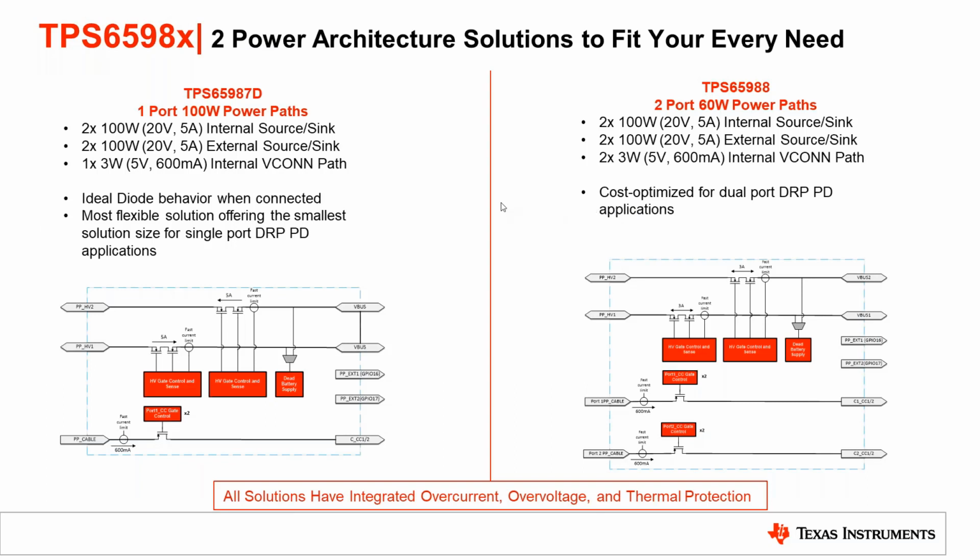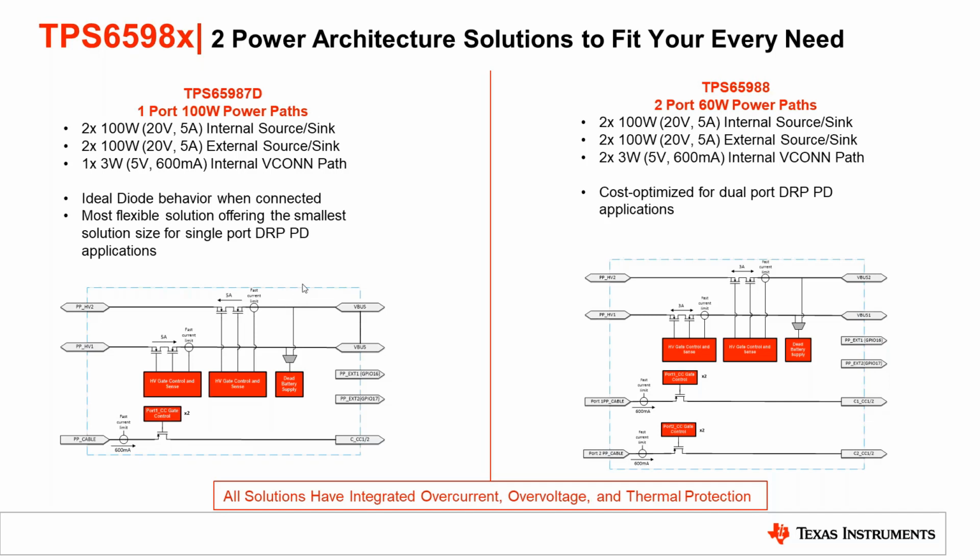Going into some of the power path architectures for USB Type-C and PD, I mentioned earlier how you will need a separate power path to control both your sink and source power. So with that, the TPS65987D is a single port controller and it has dual 100 watt power paths. So you have 2 internal power paths that can support up to 20 volts at 5 amps. So with this device, you can support sourcing current of up to 5 amps at 20 volts, as well as sinking current at up to 5 amps at 20 volts. So you can have a fully bidirectional power source and sink that can support up to 100 watts of power in either direction.